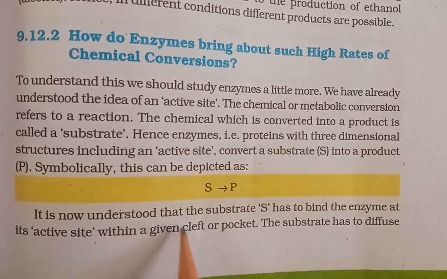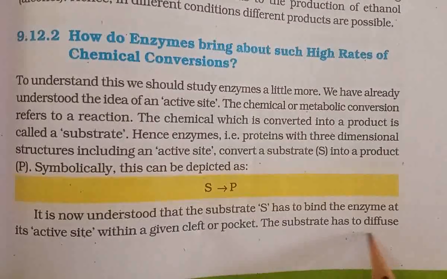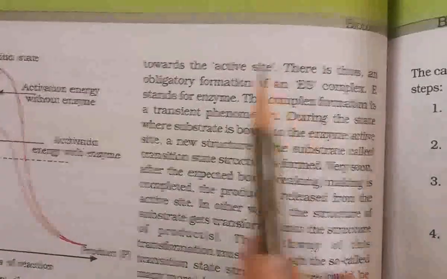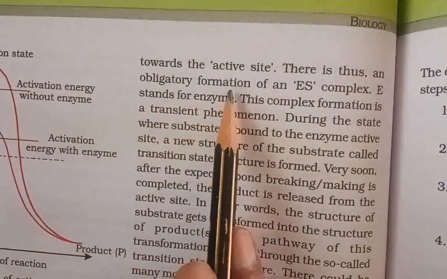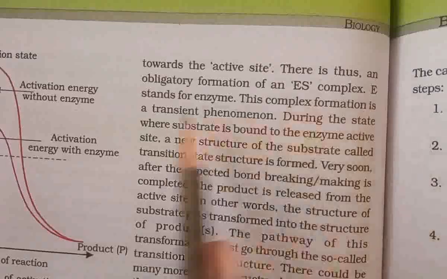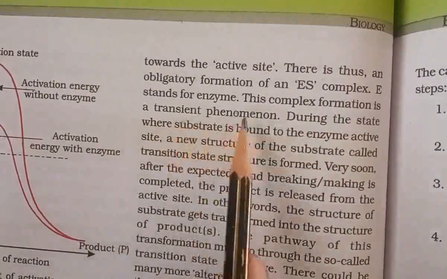It is now understood that the substrate S has to bind with the enzyme at its active site, with the given cleft and pocket, and the substrate has to diffuse towards the active site. There is an obligate formation of the ES complex. The E stands for enzyme. This complex formation is a transient phenomenon.